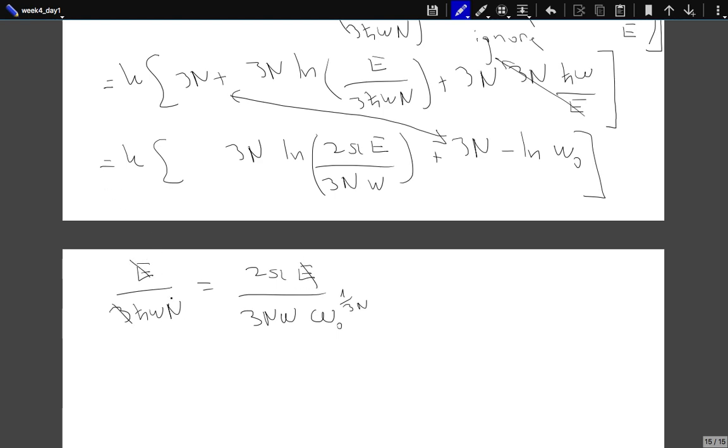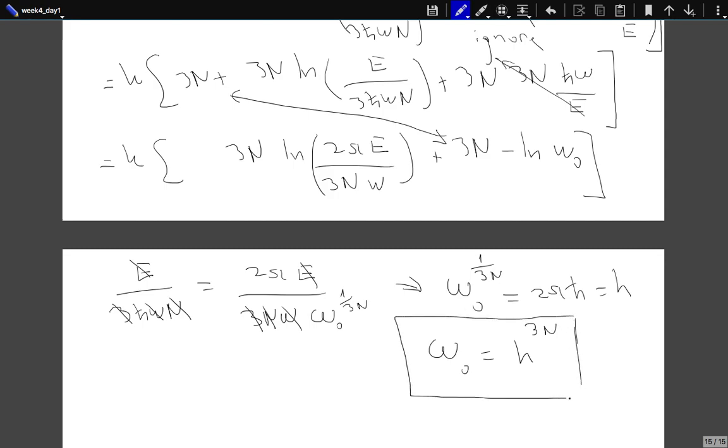Now e's cancel, these 3n's cancel, omegas cancel, which tells me that omega 0, this volume corresponding to a microstate in phase space, raised to the power 1 over 3n should be equal to 2 pi h bar, or h, or omega 0 is h to the power 3n. Three, because we are looking at three-dimensional oscillators, and because there are n of them. We already had seen this in the one-dimensional harmonic oscillator case, so this is the three-dimensional analog.